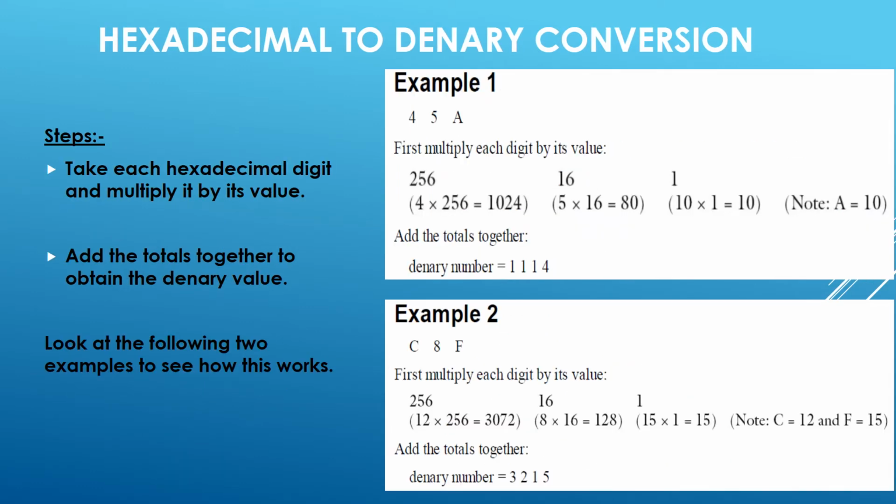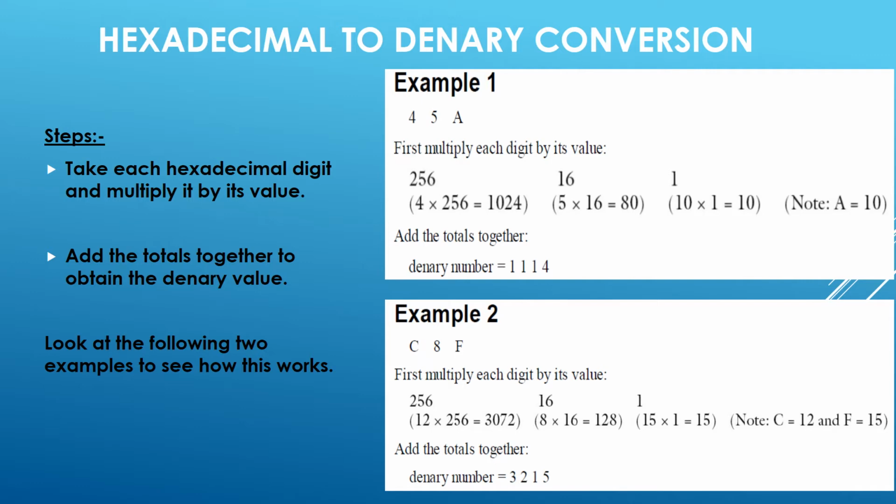To convert a hexadecimal number into the equivalent denary number is fairly straightforward. Take each hexadecimal digit and multiply it by its value. Add the totals together to obtain the denary value. Look at the following two examples to see how this works. For example, we are given the hexadecimal number 45A. First, multiply each digit by its value.